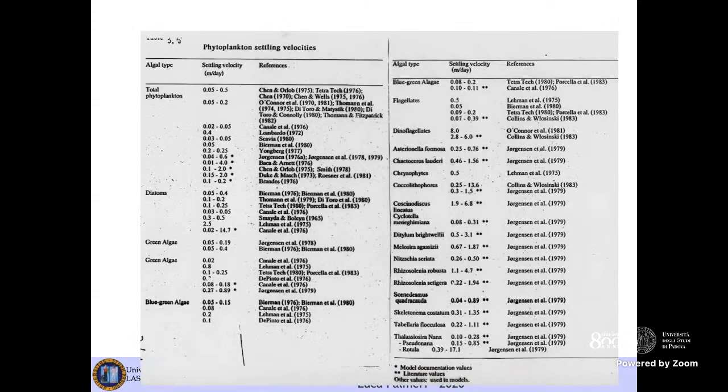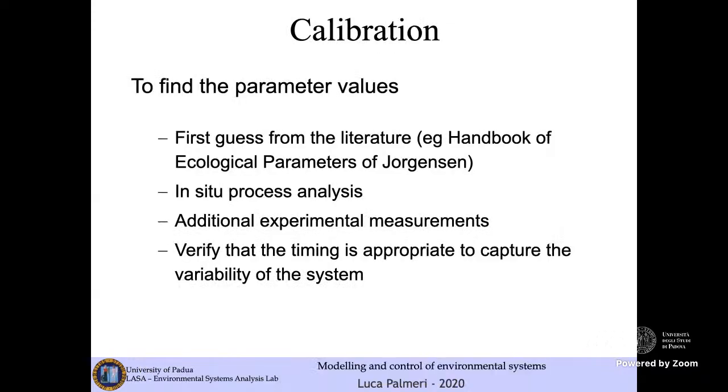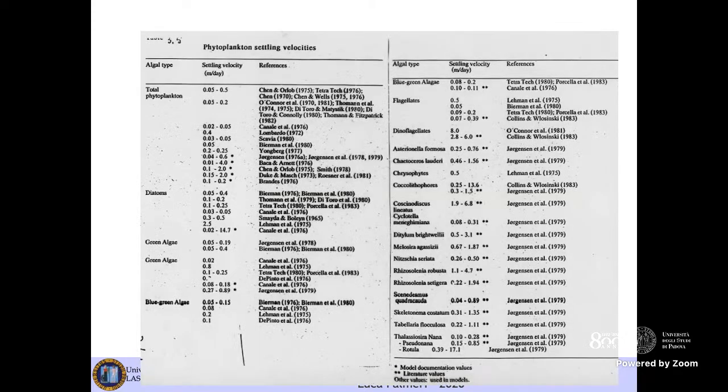This is an extract of the handbook of ecological parameters of Sven-Erik Jorgensen. Here you have a table in which you have, for example, algal types, so which algae I'm working on. And for example, the parameter, here you have a very large set of values, settling velocities for different algal types. So for example, if the algal type is total phytoplankton, you may employ one of these ranges, and Sven-Erik Jorgensen has provided also the references.